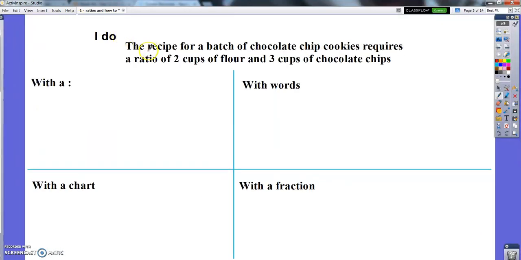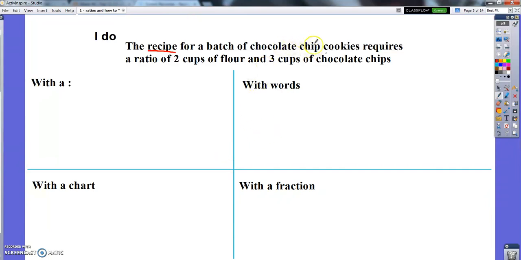Recipes are common ratios, so I picked another recipe question for the I do. Recipes almost always come in ratios because no matter how many batches of stuff you make, you have to keep the relationship of the 2 ingredients kind of fixed together. It's got to come in the same amounts.